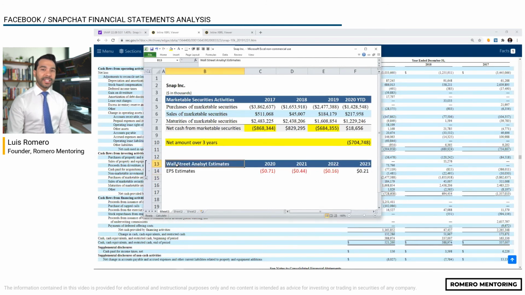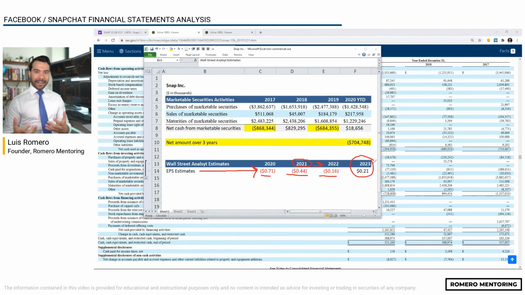So Wall Street consensus estimates, or what analysts are expecting Snapchat earnings to be. So in 2020, their EPS, their earnings per share, is expected to be minus 71 cents. The following year in 2021 is expected to be minus 44 cents. Then in 2022, it's expected to be minus 16 cents. In 2023 is when the analysts that do cover Snapchat believe that they're going to become profitable. Therefore, their earnings per share would be 21 cents a share.